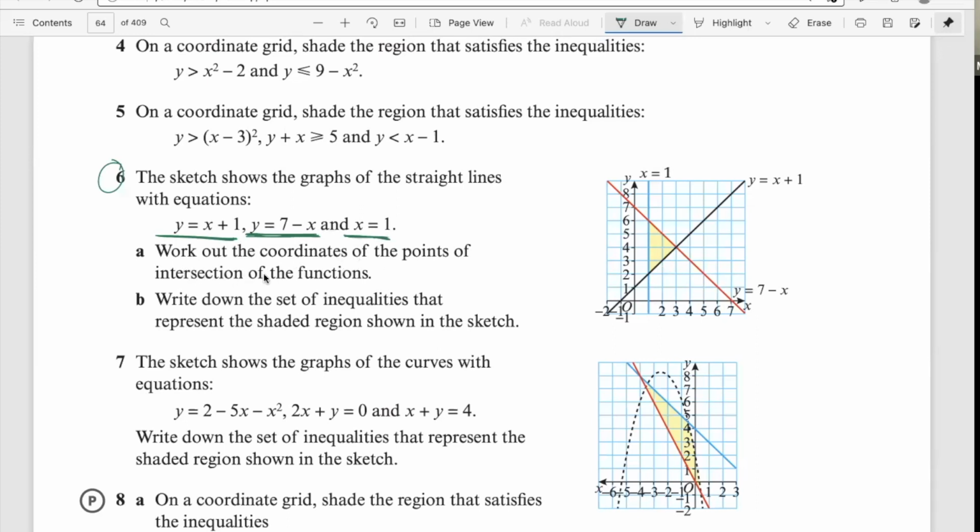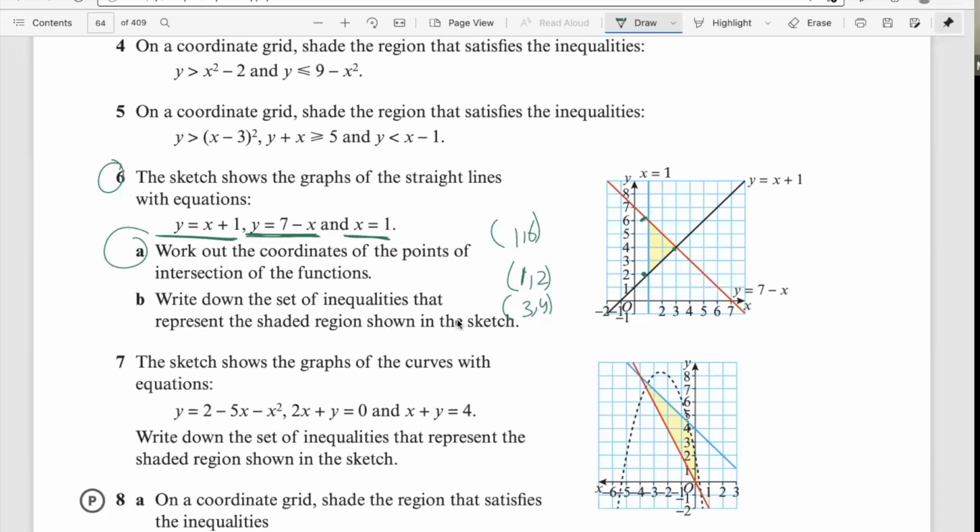Work out the coordinates of the points of intersection of the lines. It is already drawn. One point is this: x is 1, y is 2. The other point, where red and black intersect, is x is 3 and y is 4. And the third point is this: x is 1 and y is 6. Are the points of intersection clear? Yes, sir.